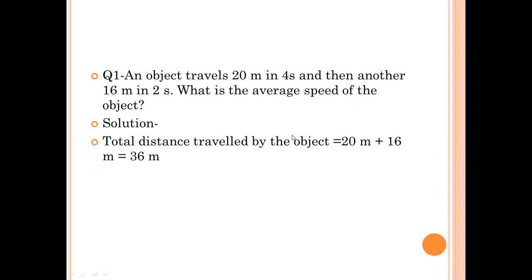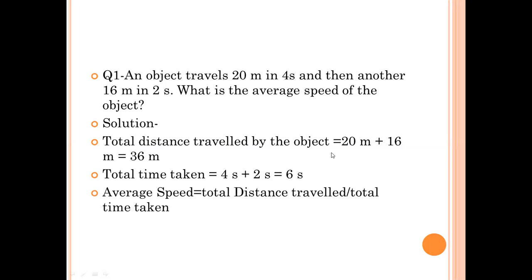So solution is total distance become 20 meter plus 16 meter. Total time become 4 second plus 2 second, that is 6 second. Average speed is total distance upon total time, that is 36 upon 6, that is 6 meter per second.